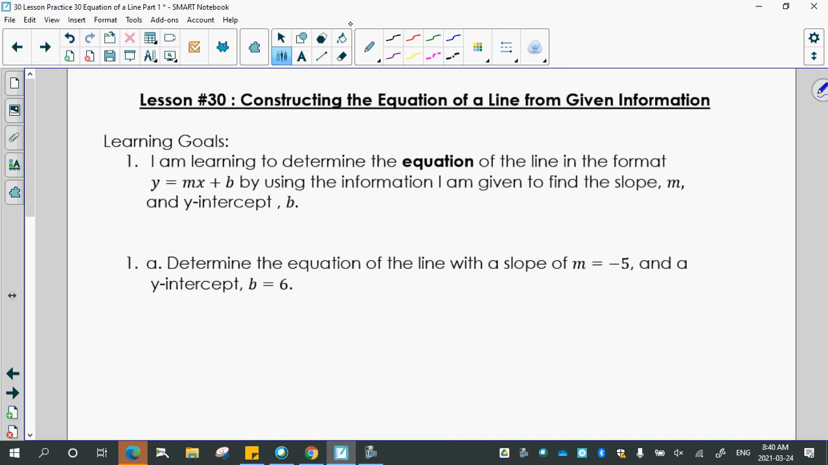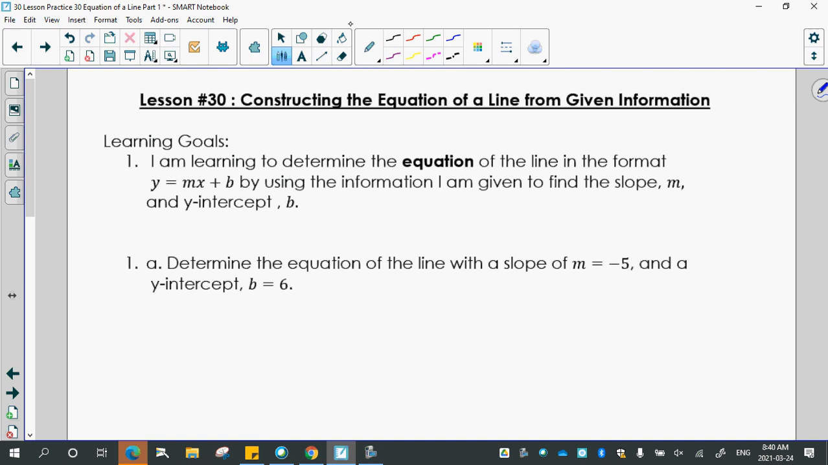All right, so our learning goals for today are to determine the equation of the line in the format y equals mx plus b using information that you're given that helps you find the slope and helps you find the y-intercept. Okay, so we're going to spend the whole day on this. We're going to do several examples this morning, some practice questions, and then several examples this afternoon and some more practice questions. So hopefully by the end of the day, I'll feel like, okay, I can find the slope, I can find the intercept, and get the equation.